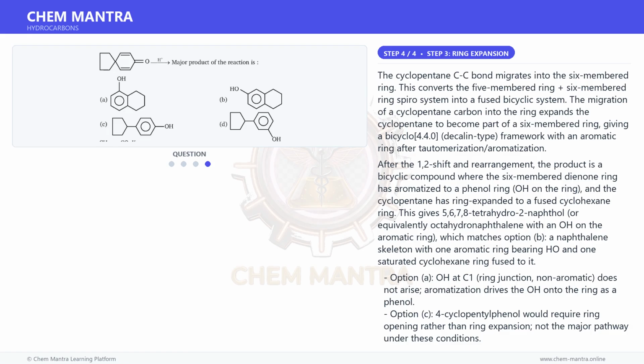Option A, OH at C1, ring junction, non-aromatic, does not arise. Aromatization drives the OH onto the ring as a phenol. Option C, cyclopentyl phenol, would require ring opening rather than ring expansion, not the major pathway under these conditions. Option D, the cyclohexadienol, non-aromatic form, is not the final product. Aromatization to phenol is thermodynamically favored.